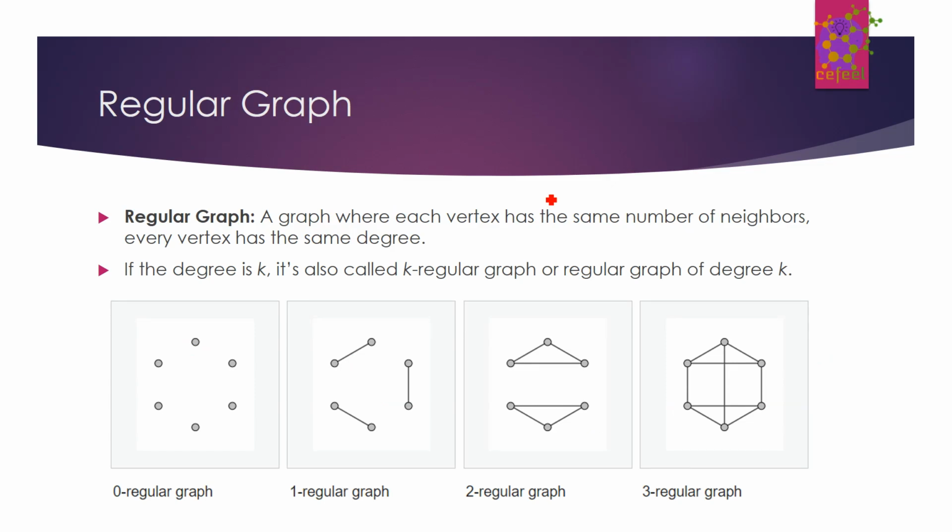Alright, next a little complex property, which is regularity of a graph. A regular graph is a graph where every vertex, remember every vertex, has the same number of neighbors, which means every vertex has the same degree. If the degree is k, then we also call it a k-regular graph, or regular graph of degree k. So here we can see an example of a 0-regular graph where each vertex has degree 0. All the vertices have degree 0. In the next graph, all the vertices have degree 1.